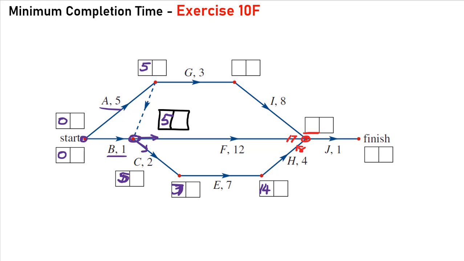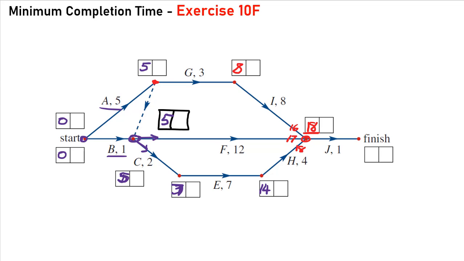If we have a look over the top now, this last path, 5 hours to get to this junction, another 3, so this would give us 8 hours, and another 8 hours, this would give us 16 hours coming in. So of the 3 paths into this junction, the one that would take the longest is 18, so the earliest we can start this is 18 hours.